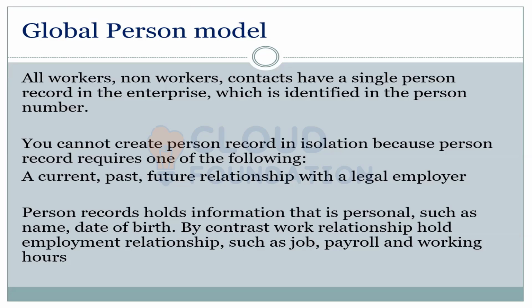So you cannot create a person record in isolation, because a person record requires one of the following: a current, past, or future relationship with the legal employer. So they should have been assigned one assignment, right? A person record cannot be created in isolation because it requires a current, future, or past relationship with the legal employer.